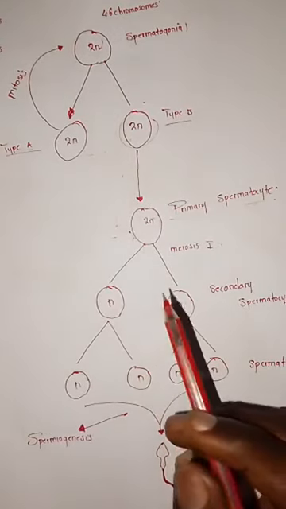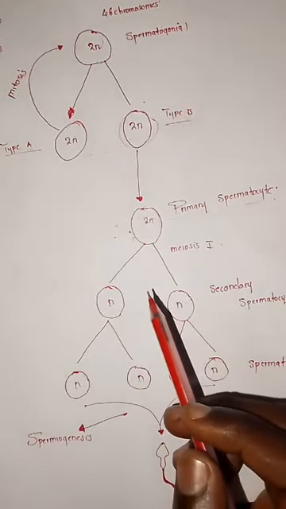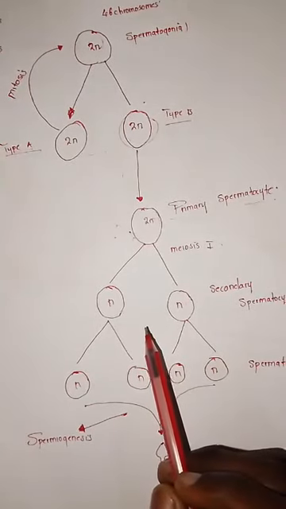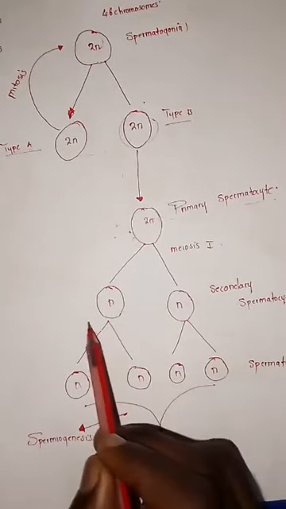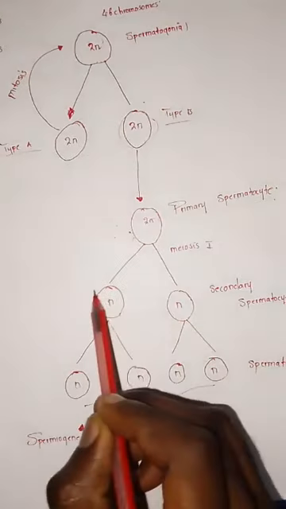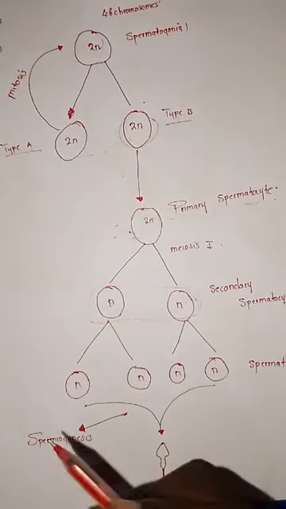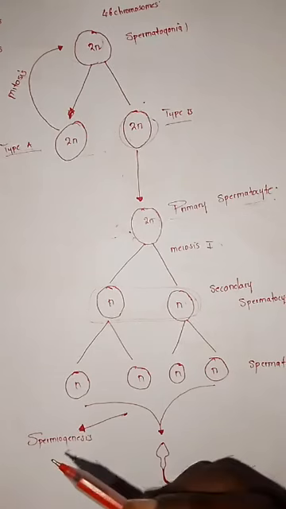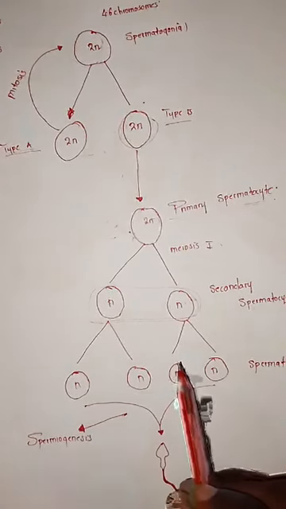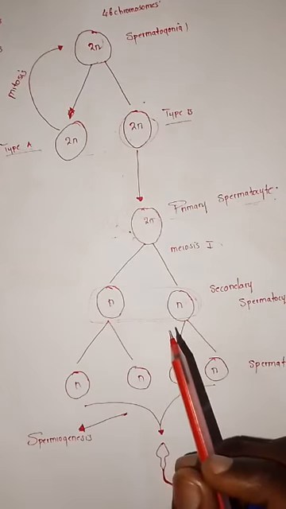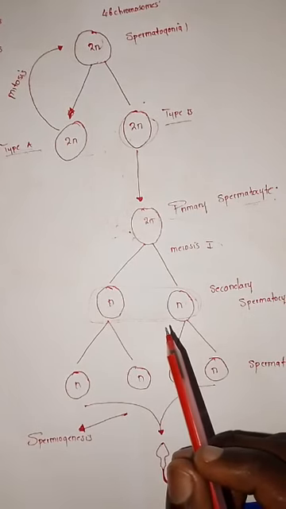As this whole process of division takes place, there is going to be formation of what we call secondary spermatocytes. These that we are seeing here are termed secondary spermatocytes. When these secondary spermatocytes are formed, each is going to have a haploid number of chromosomes, which means it is going to have half the number of chromosomes.